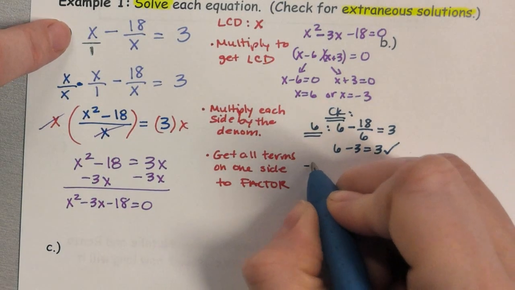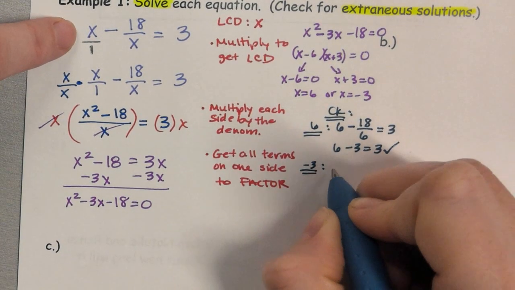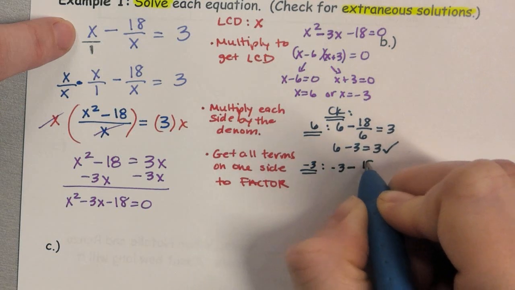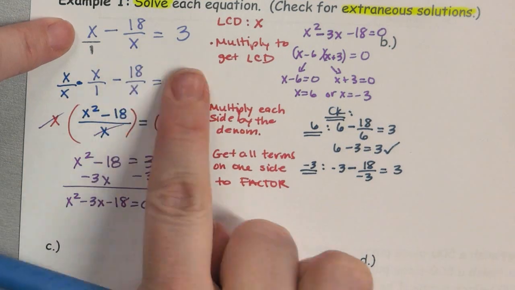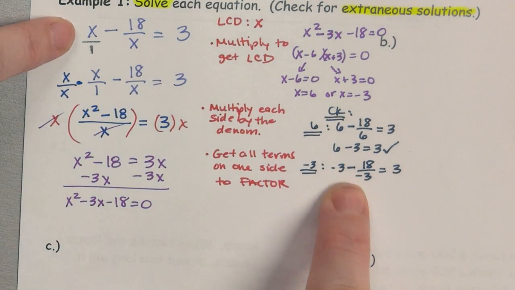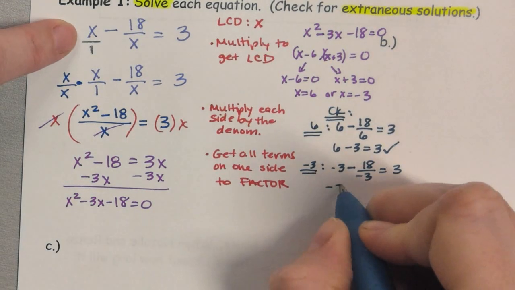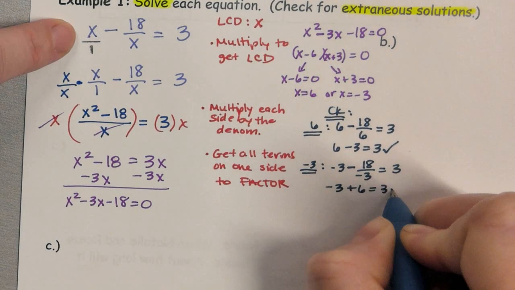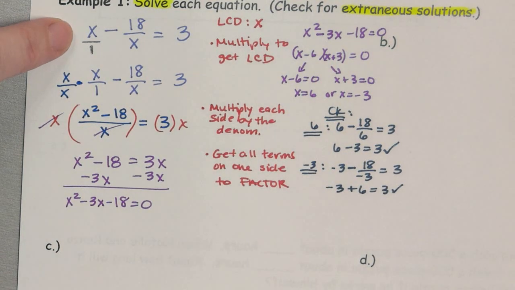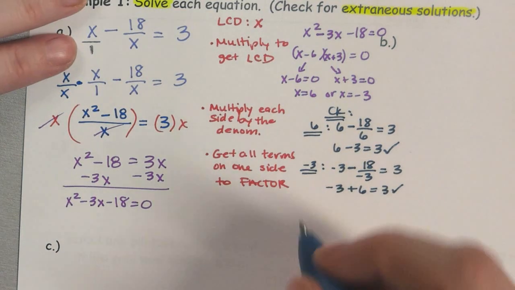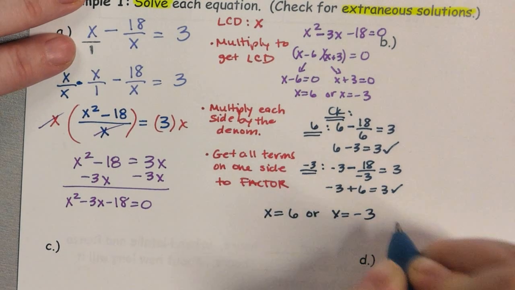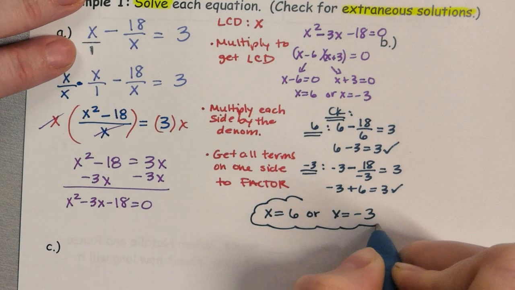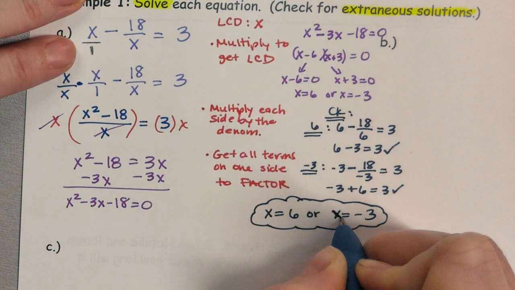When I plug in negative 3, let's see if that one works out. So I have negative 3 minus 18 over negative 3 equals 3. We're just plugging it into the original function. This is a negative over a negative, so when you do negative 18 divided by negative 3, it does become positive 6, and that does add to 3. So your solution is x equals 6 or x equals negative 3. Both of those work. Sometimes it happens where they both work.